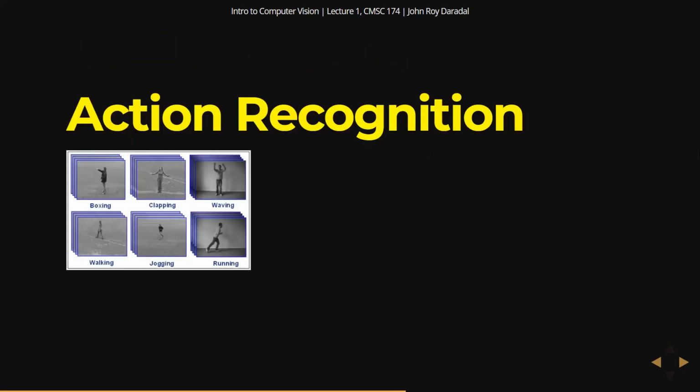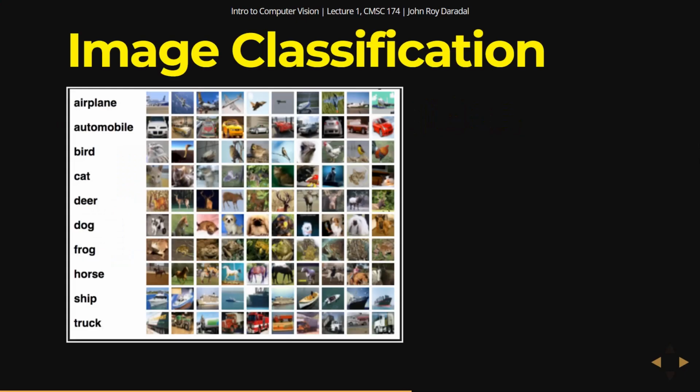And then of course you have recognition of action. So like recognizing what the person on the video is doing. So is he doing boxing or clapping or walking, jogging, and so on. And then next is image classification, which is one of the most common tasks for object recognition. So given an image, is that an image of an airplane or a bird or a cat and so on? So just classify the image based on the given labels.